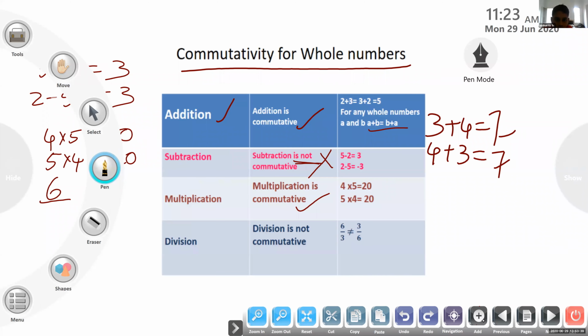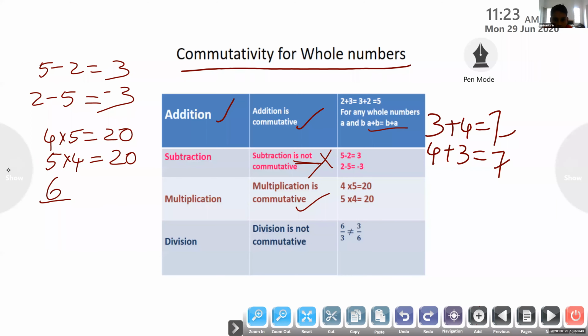Commutative for whole numbers. Okay, 6 by 3. 6 by 3 equal to what? I think 2. Okay, 6 by 3 equal to 2.